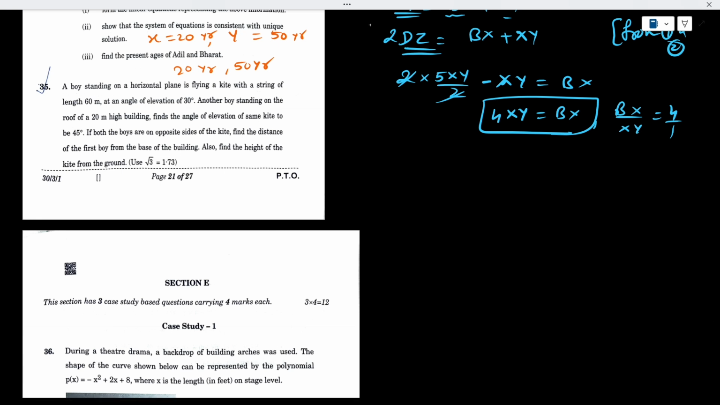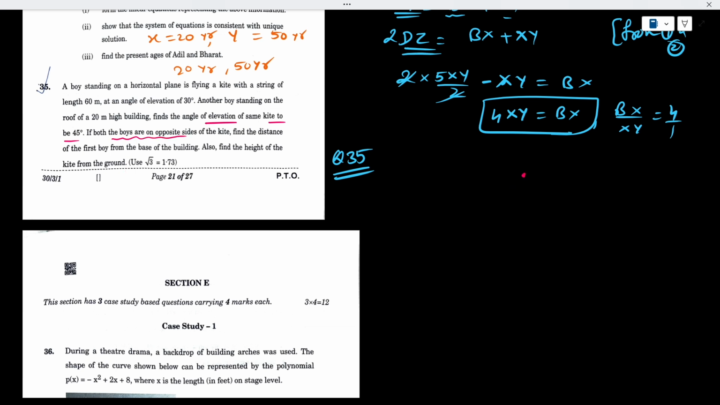This is also mostly this question. Earlier, sometimes it used to come as a case study also, but this year you got it as a compulsory question. Sometimes there was an internal choice also, but in this paper it is a compulsory question. It's written: a boy standing on a horizontal plane is flying a kite with a string of 60-meter length. The angle of elevation is 30° to the kite, and another boy is standing on the roof of a 20-meter high building. Find the angle of elevation of the same kite to be 45° if both the boys are on the opposite sides of the kite.